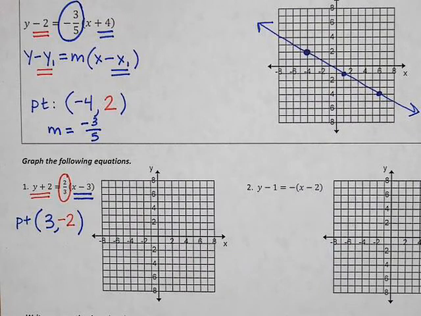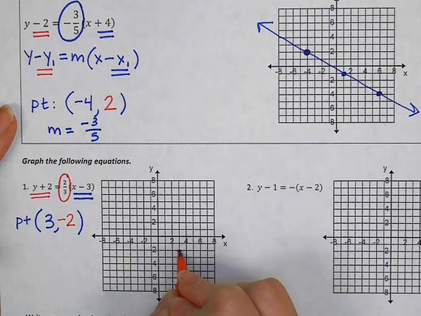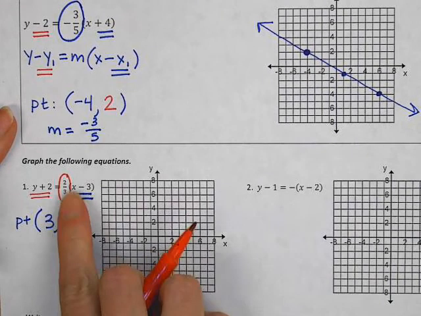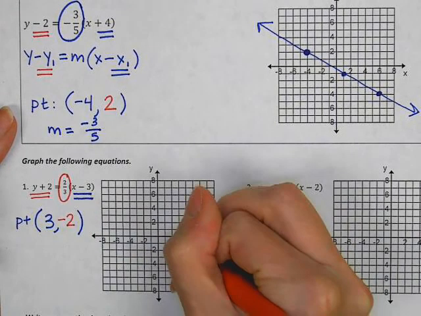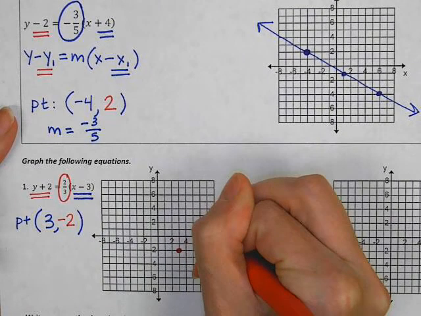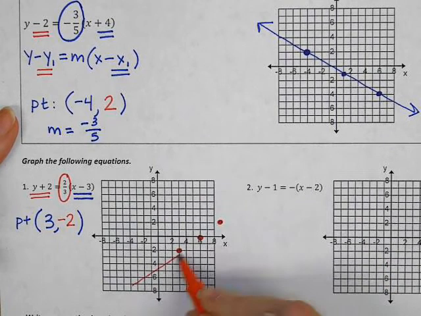Okay, so we're going to start by graphing the point at 3 comma negative 2. And then from that point, we're going to do our slope up 2, right 3. So up 2, right 3, and up 2, right 3. And it's 1 off the graph. That's okay. And then if you connect the dots, that is your line.